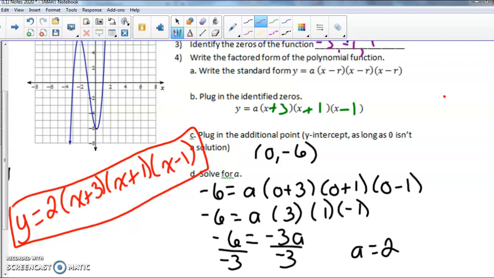In general form, I would have to multiply all these out to get the expanded value of this function, and I can do that. It just takes us a little bit more time. So I wouldn't do that unless I specify.